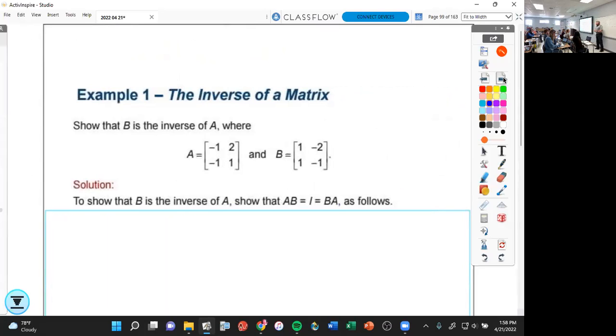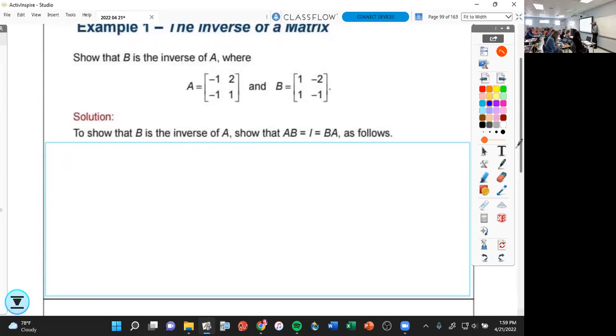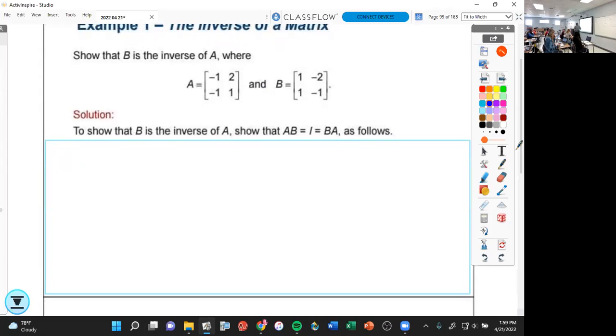Here are two matrices, A and B. Show that these matrices are inverses, which means, does A times B get the identity? And does B times A get the identity? Yes, you must check it both ways. Okay, so let's do A times B. Matrix A is -1, 2, -1, 1. Matrix B is 1, -2, 1, -1.